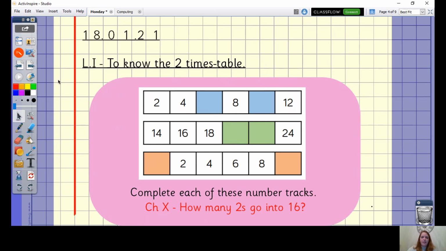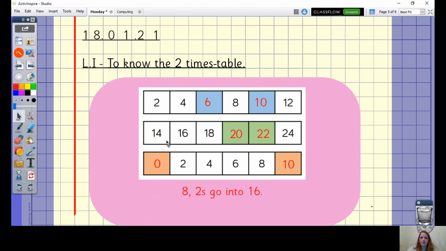Okay, let's look at the answers together then. So, looking at our number tracks, 2, 4, so 6 there, and 10 there. Looking at these gaps here, 20 and 22. And then this one, you may have found this a little tricky to think of the 0 going at the start there. So 0 and 10. And the answer to the challenge X is 8 2s go into 16.